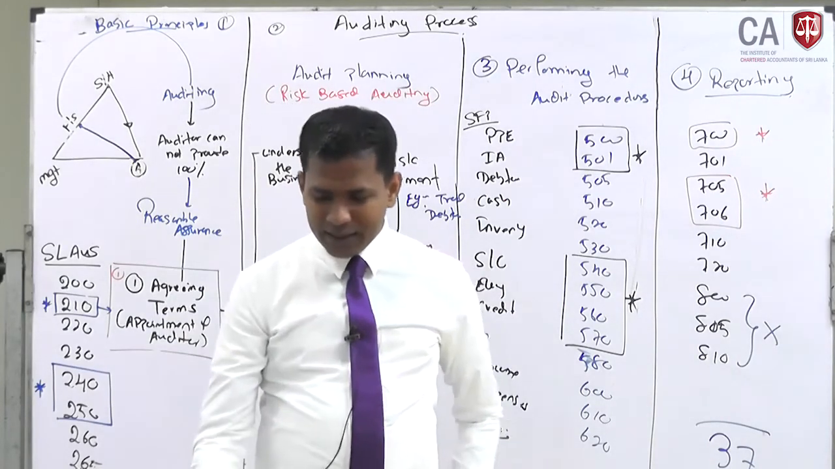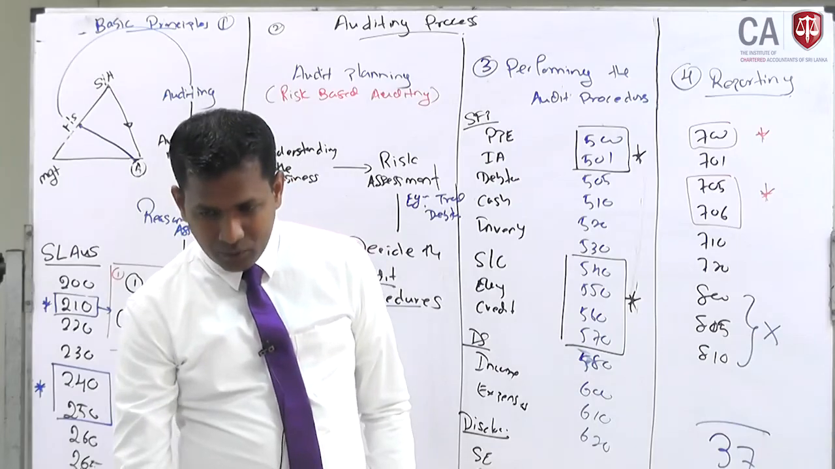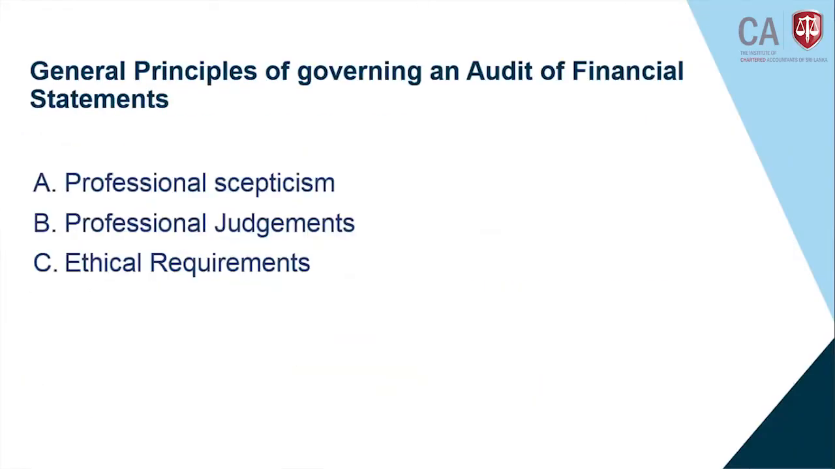If you look at this presentation, you can see here the general principles governing an audit of financial statements. First one, professional skepticism. It's a new word for you all. Second one, professional judgment. Third one is ethical requirements. The number one, professional skepticism.